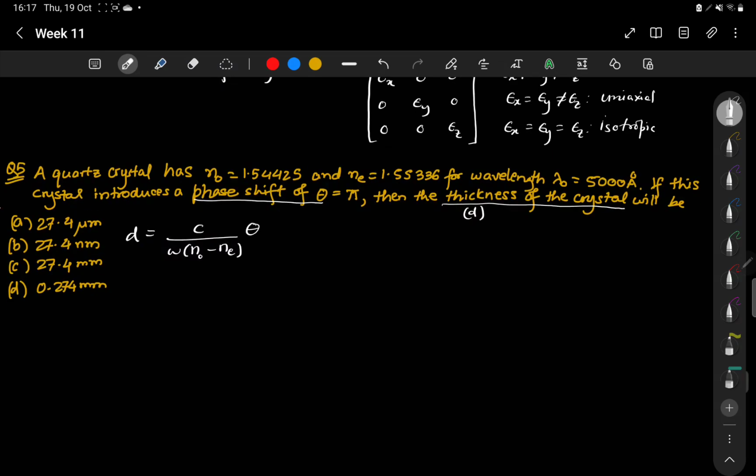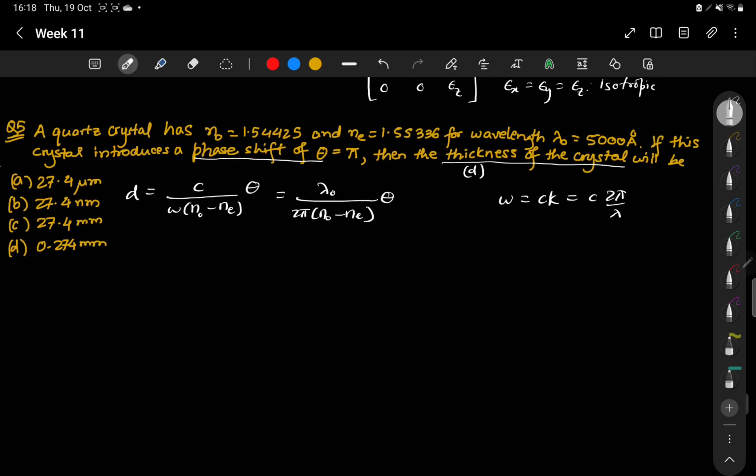So we can convert this c by omega into lambda. So this is lambda naught over 2 pi times NO minus NE, theta. And how did we get this? That's because omega equals ck and k is 2 pi by lambda. So from here you get c by omega is lambda by 2 pi.